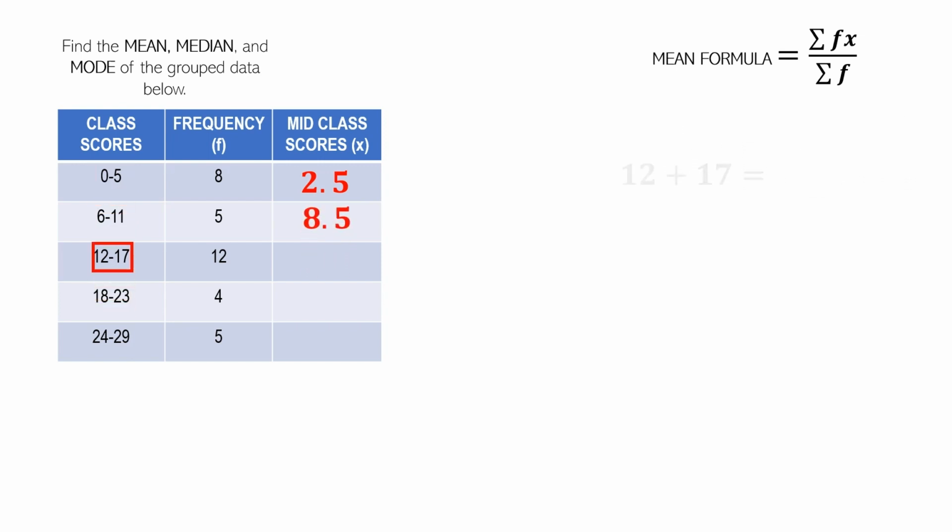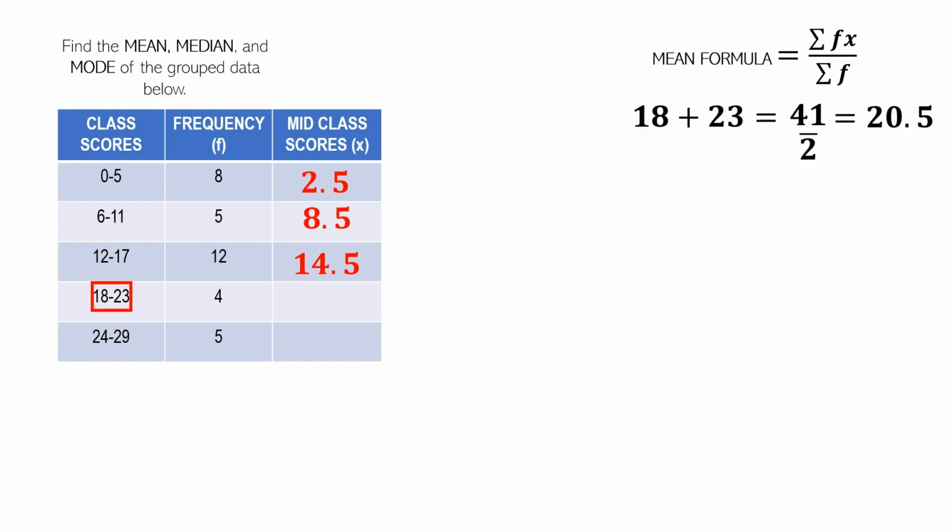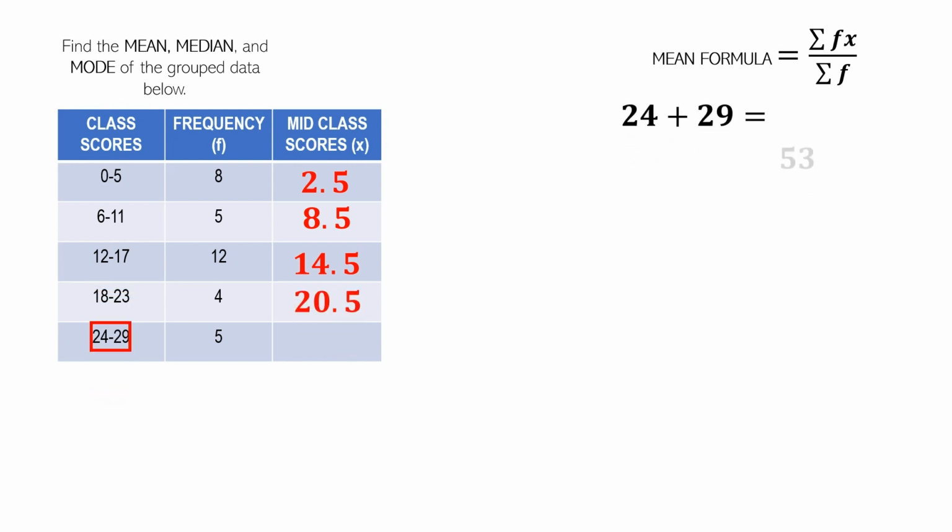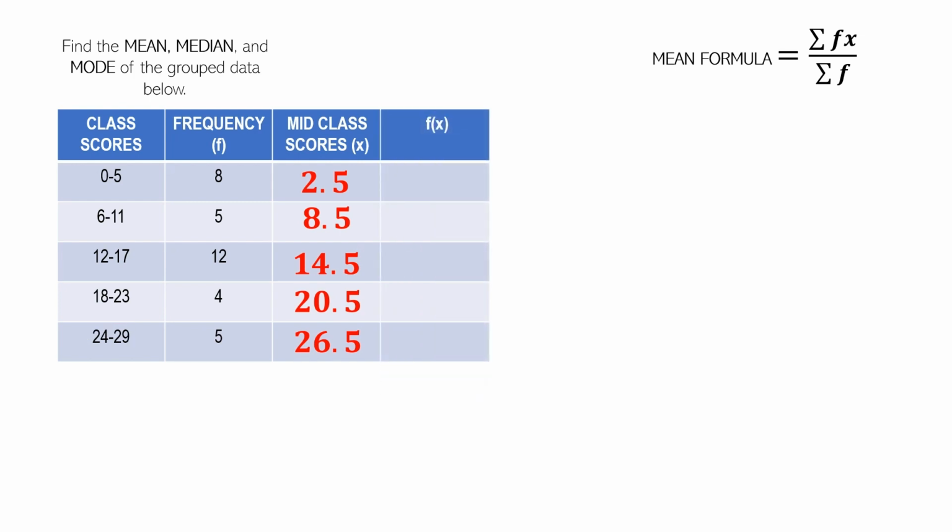12 plus 17 is 29, divided by 2 is 14.5. 18 plus 23 is 41, divided by 2 is 20.5. Lastly, 24 plus 29 is 53, divided by 2 is 26.5. Now that the third column is complete, we can already create a fourth column to complete the formula.